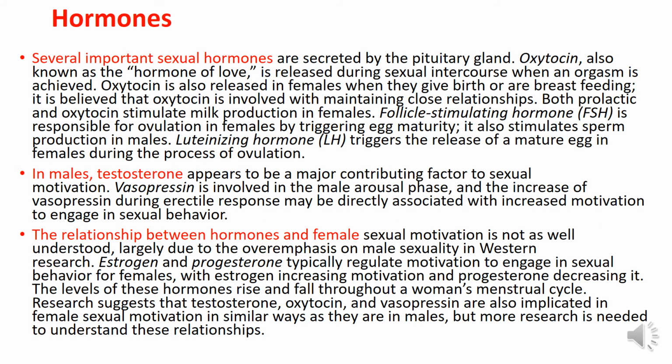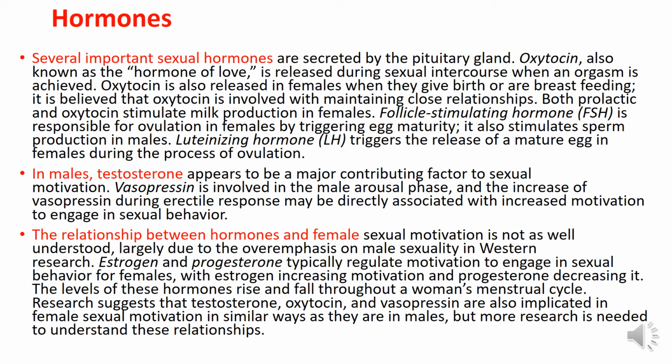Several important sexual hormones are secreted by the pituitary gland. Oxytocin, known as the hormone of love. It is released during sexual intercourse when an orgasm is achieved. Oxytocin is also released in females when they give birth or are breastfeeding. It is believed that oxytocin is involved with maintaining close relationships.